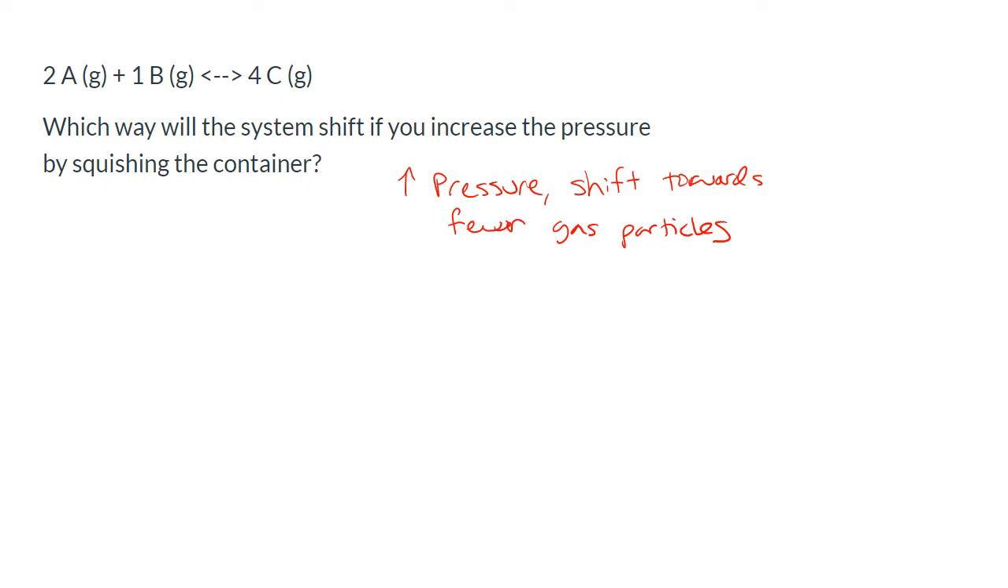And in this one, it looked like just identifying which side had fewer gas particles was more of the issue. Some of you were identifying that this side has fewer gas particles. You need to look at the coefficients on this one. This side has 3 gas particles, and this side has 4 gas particles. So it is the reactant side that has fewer gas particles, and so this would shift in reverse.